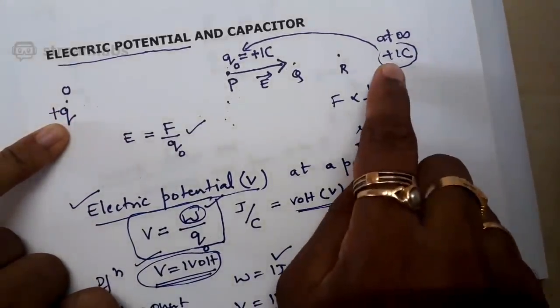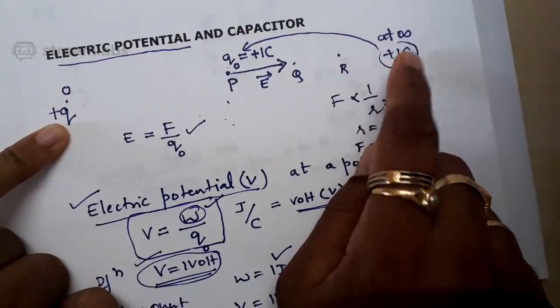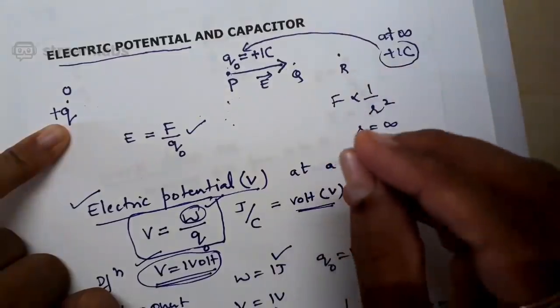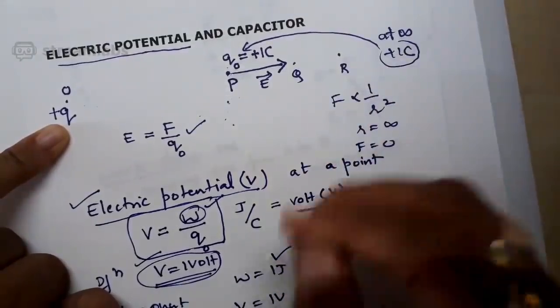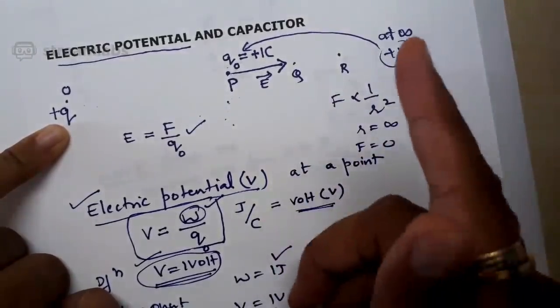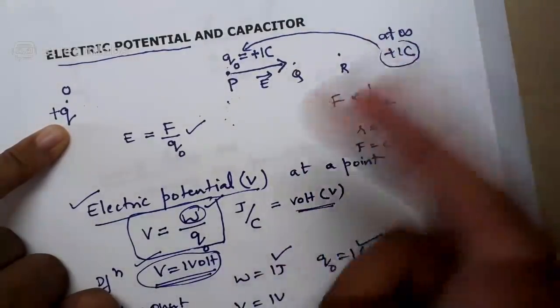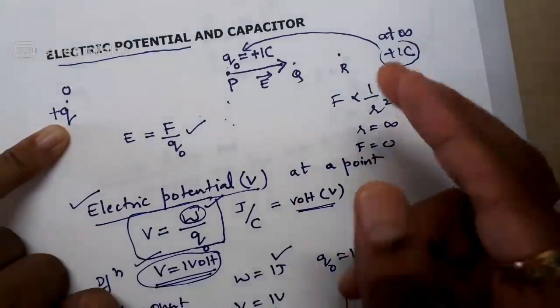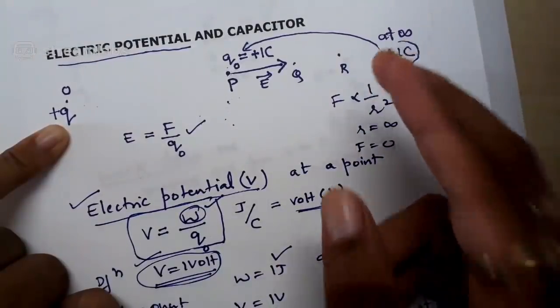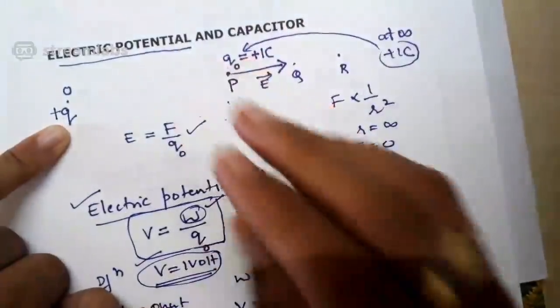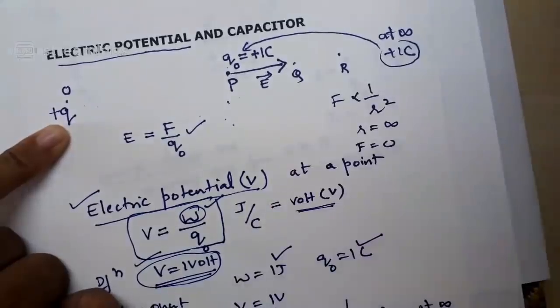Here you have to make an assumption that you are moving a plus 1 coulomb charge from infinity to a point P against the electric field with an infinitely small speed. Because every time you are applying a force which is equal to the electrostatic force of repulsion, every time you have to keep on changing the force. That's why I said you are moving a plus 1 coulomb charge from infinity to point P not with an acceleration, but with a uniform velocity, that is also an infinitely small velocity.